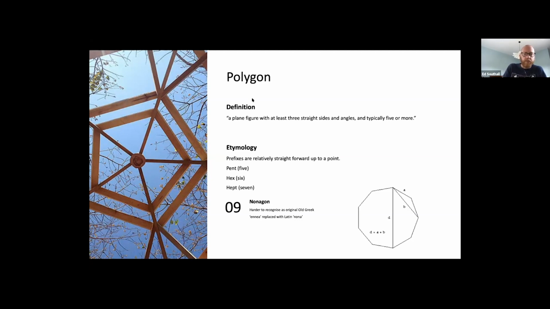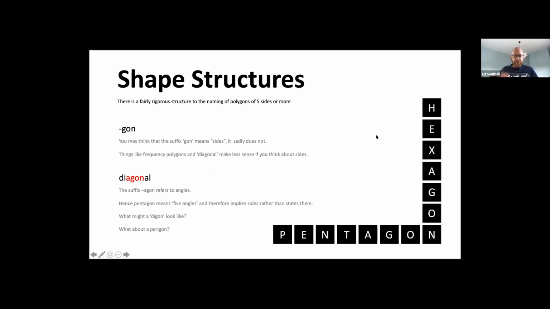All right, let's move on. So as I said, gon as a suffix means angles. And that makes a bit more sense when you look at the other words where gon appears. Most of those other words are in fact mathematical words. So we have here diagonal, and you can see that gon is stuffed in there. And that essentially means across the angles. We also have orthogonal, which means perpendicular to the angle. So it's just like a right angle.